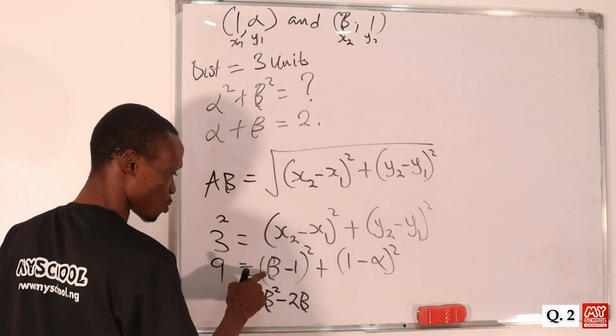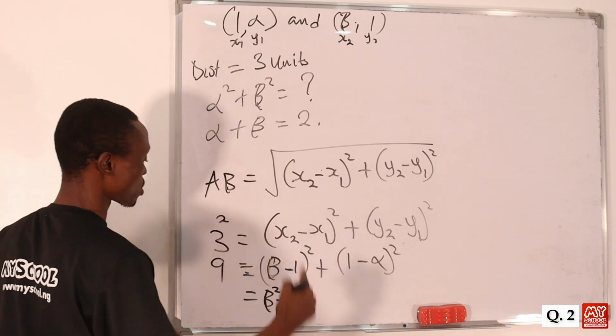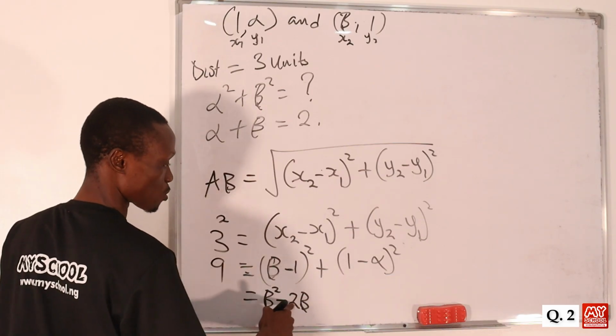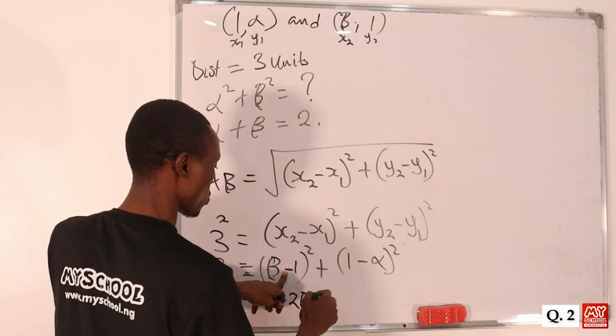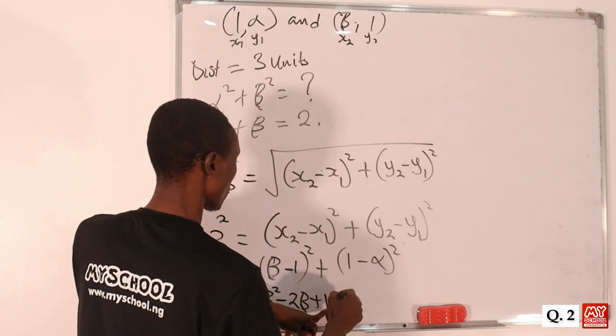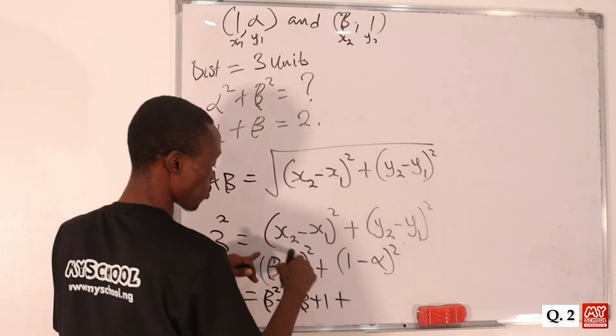Okay, use beta to multiply minus 1, then multiply it by 2. So that will give us minus 2 beta. Then take the square of minus 1. So the square of minus 1 is plus 1. Okay, then here we have plus since we have opened up this bracket.